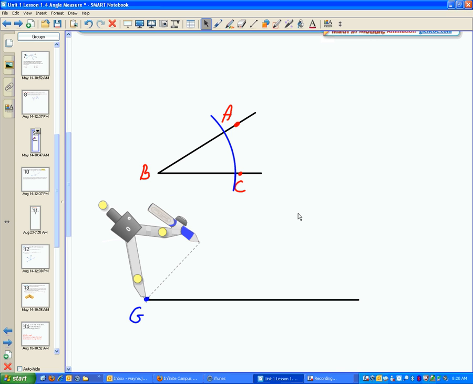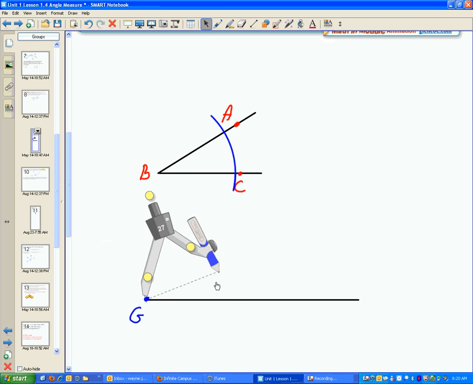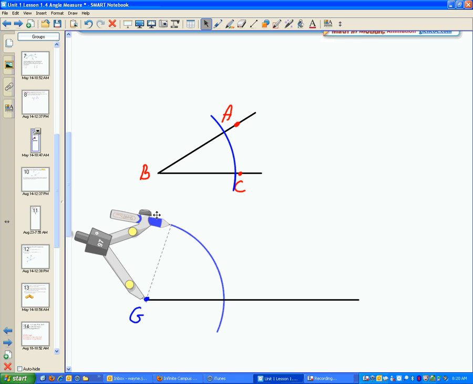Move your compass to point G and make an arc. Make sure you go up at least as high above that ray that you have with an endpoint of G as you did for the angle. Now, what we've done so far is the distance from G to that arc is equal to the distance from B to that arc, correct?